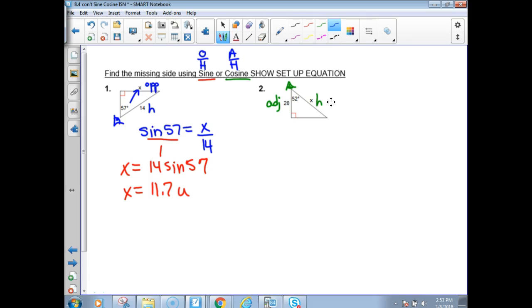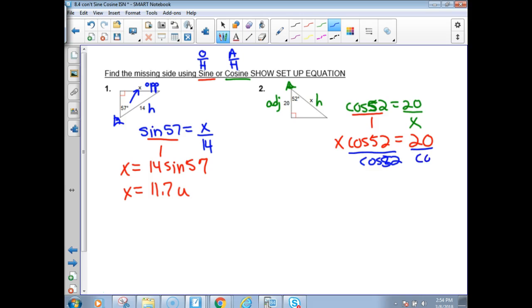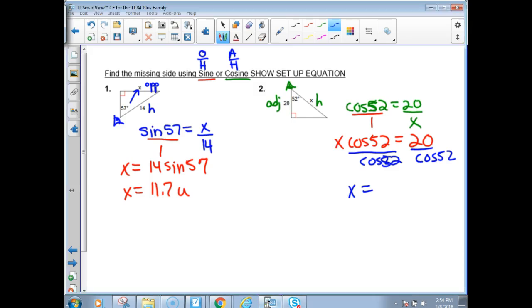So this is going to be cosine of the angle 52 is equal to adjacent leg 20 over hypotenuse, which is x. I treat this like a proportion, and I do my cross products. This time, though, I'm going to get x times the cosine of 52 equals 1 times 20, which is 20. Next, I will divide both sides by cosine 52. And that's what I need to type on the calculator. I need to type 20 divided by the cosine of 52.